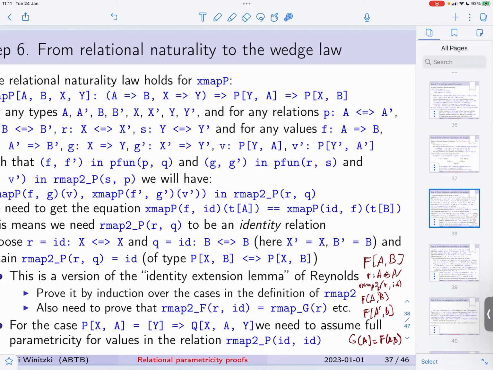When you lift identity here, you get a relation between these two. Or if you lift just R to this G, then you also get a relation between these two. That must be the same relation. So this you need to prove also by going over all the cases in the definition of RMAP.